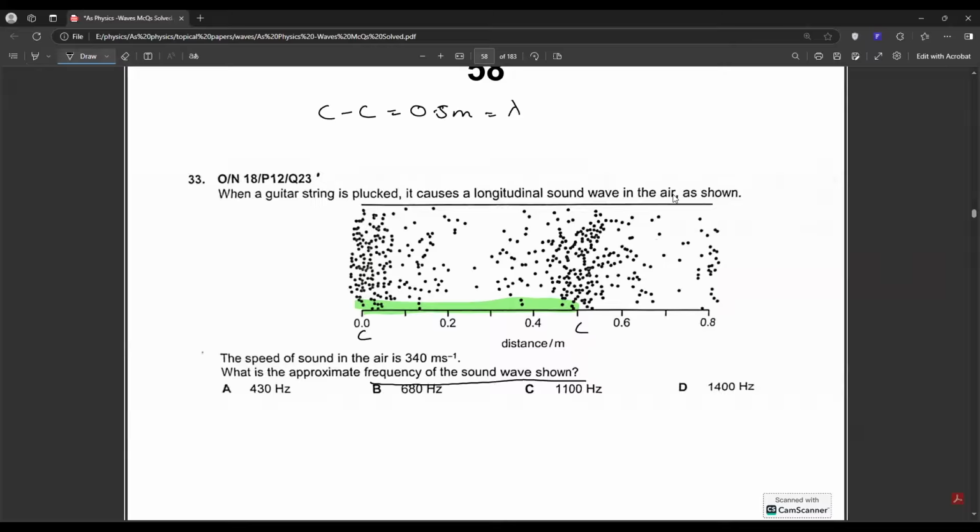Your speed of sound is 340. You have to calculate frequency. v is equal to f lambda. 340 divided by lambda, that is 0.5, will give you your frequency. 340 divided by 0.5, this comes out to be what? 680 hertz. B is your answer. Perfect. Let's further move ahead.